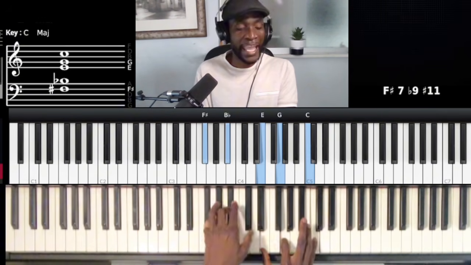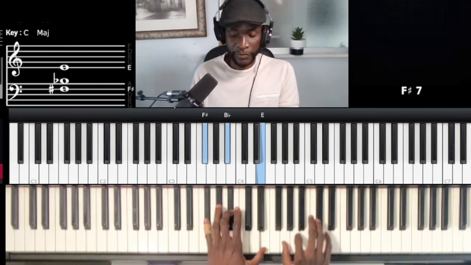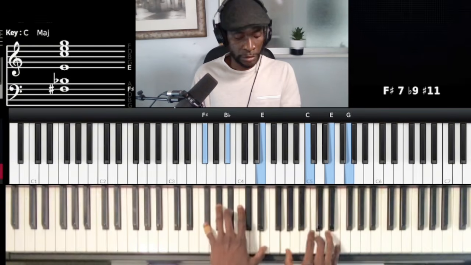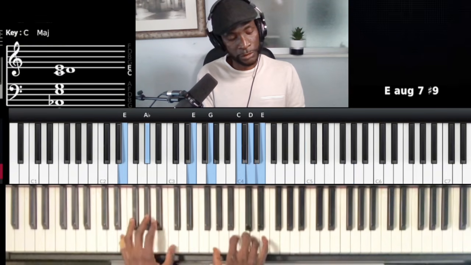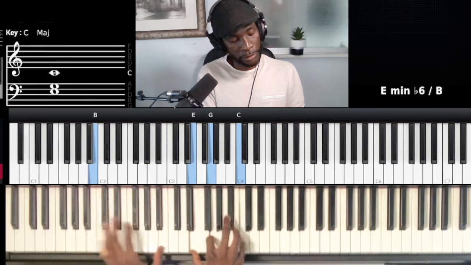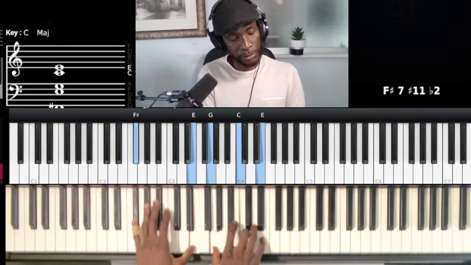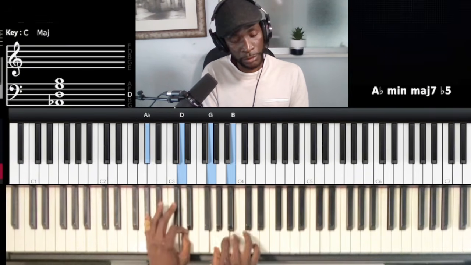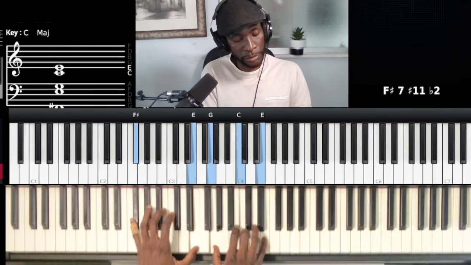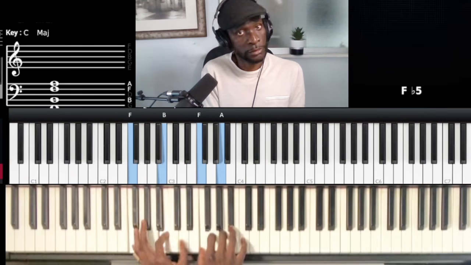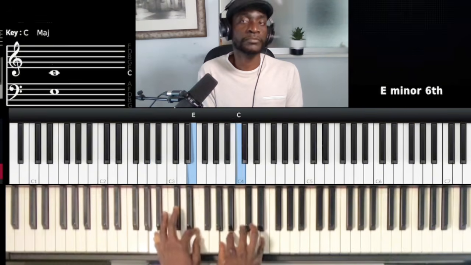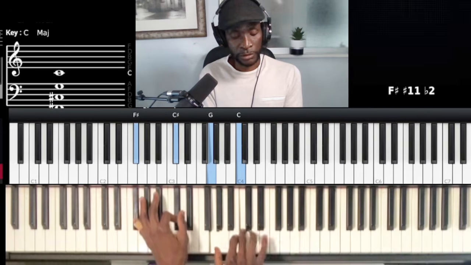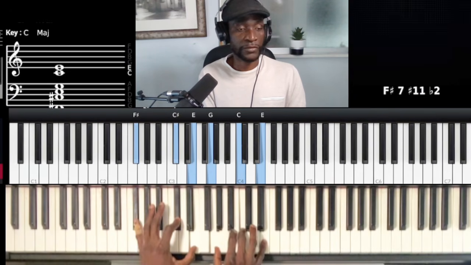See here, this is F sharp 7, flat 9, flat 5. So let's do it here. Again. So what we did here is, as we go into the 4, we use that particular flat 9, flat 5.